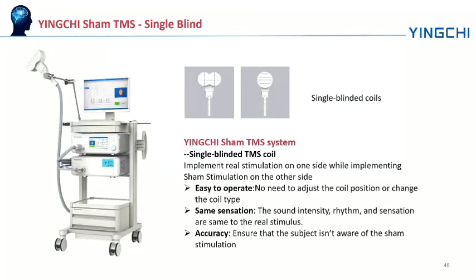As for the YINGCHI sham TMS, we use single-blinded coils because they are easy to operate and have the same sensation as the real stimulation coil, and thus it can improve accuracy. It can implement real stimulation on one side while implementing sham stimulation on the other side.